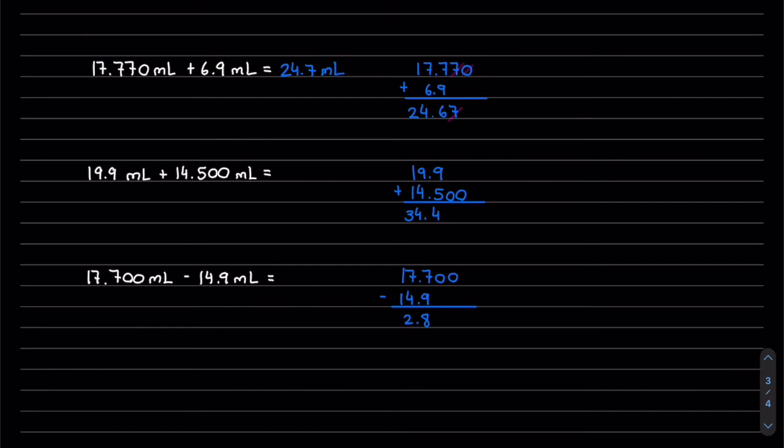Even when you have a way more precise one compared to a lesser precise one, again, you just go by the lesser precise one, which is 1 decimal place to the right. Your answer is going to be 1 decimal place to the right. And that, like I said, that rule always stays the same.